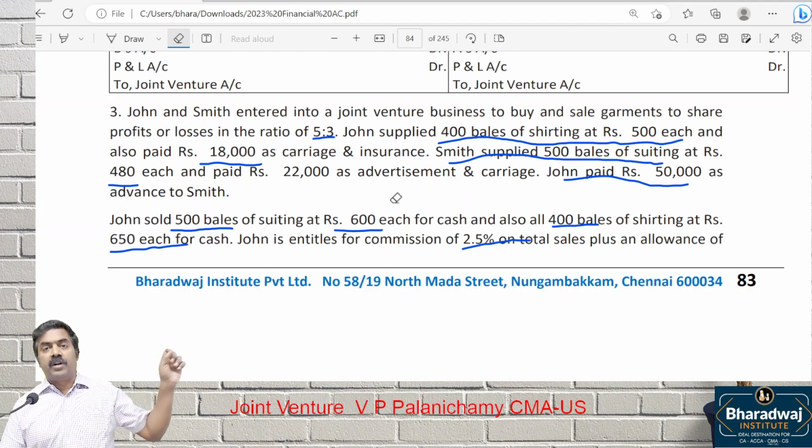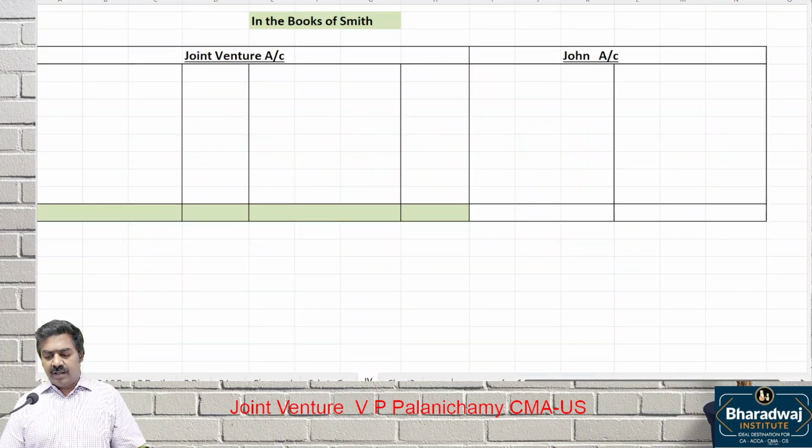Listen, what is the profit sharing ratio? 5:3. John supplied 400 bales of shirting at 500 each and also paid what? 18,000 as carriage and insurance. How will this be recorded? We are in the books of, okay, first John. In the books of which one? John, we will prepare Smith account. Smith account we will prepare.